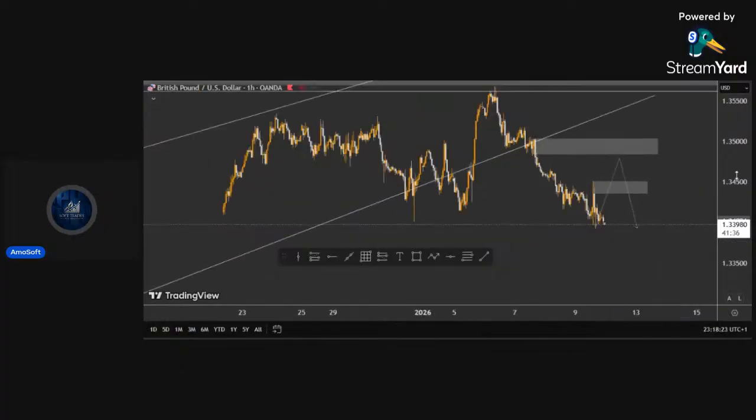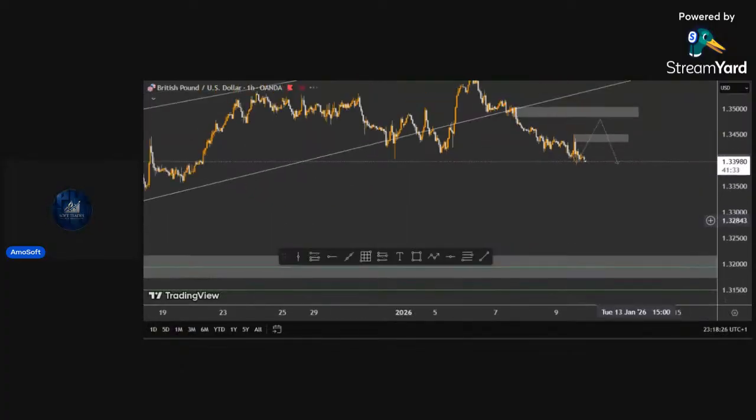So GBP is still quite bearish, and I'm going to see it continue down all the way to this level over here. Now let's also take a look at this level over here.